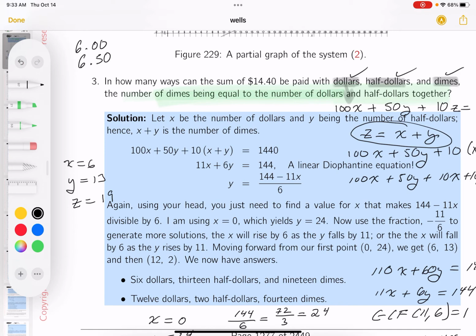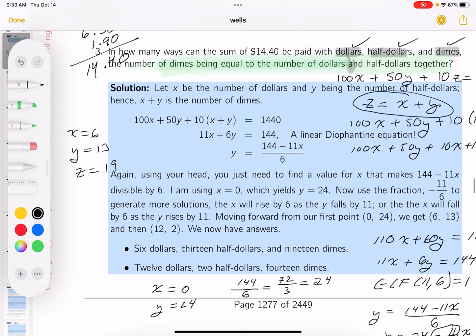We're just checking. And how many dimes do you get? We have 19 dimes, which is $1.90. Let's add it together. You get 0. 9 and 5 is 14. 6 and 6, 12. Let's see, 13, 14. We got this. So that's one answer. I want to point out where that answer is. We write it down in English: $6, 13 half dollars, and 19 dimes.